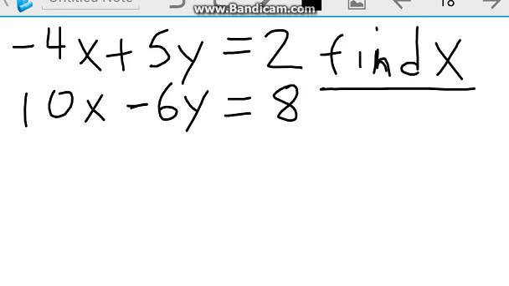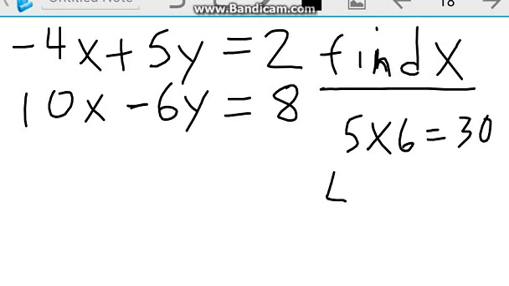So what is the least common multiple between 5 and 6? So what number can we get them both to be? Well, if you multiply 5 by 6, you'll get 30. So 30 is our least common multiple. I'm going to write LCM for short. So that means we need to multiply 5y by 6, and we need to multiply negative 6y by 5.